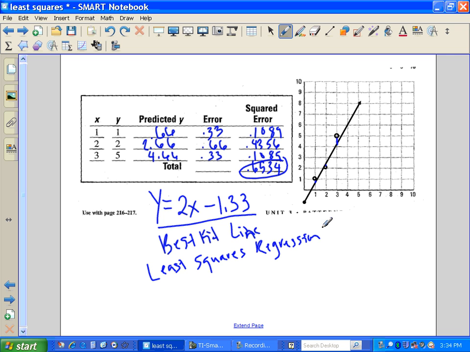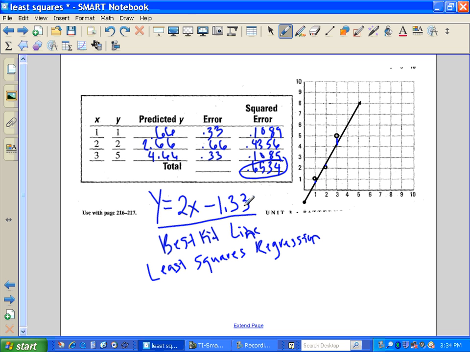Now this process takes a while. We might not get the right equation right away. We might have to try 2 and 3 and 4 different types of equations before we get the best fit line. It's not great to do by hand. Okay, that's why we have a calculator to help us.